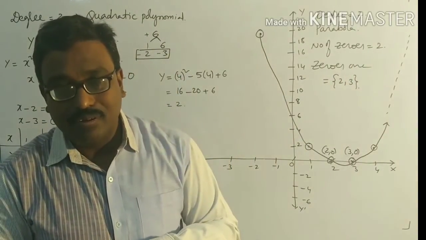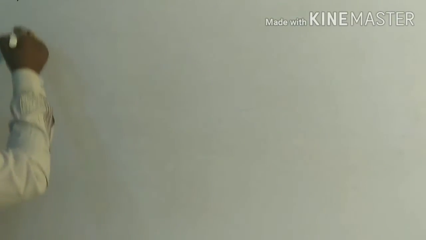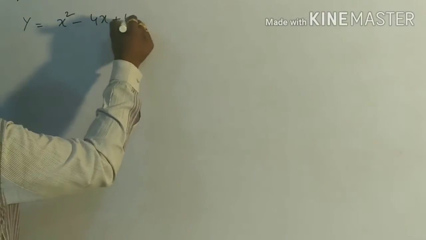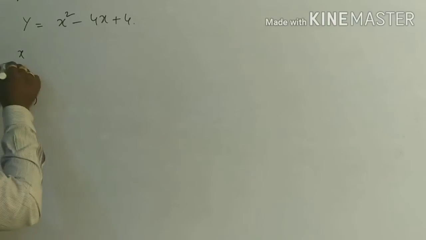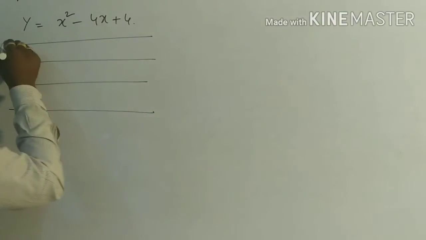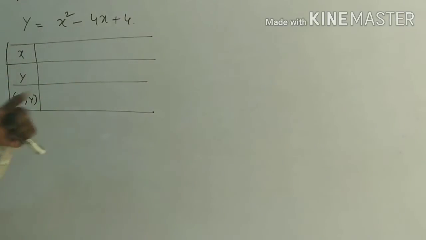Why? Okay, I'll explain. Let us take one more example. y is equal to x square minus 4x plus 4. I'll take the graph for this. x, y, x comma y. First I will take the graph, then I will factorize. Then you will come to know why I was doing like this.